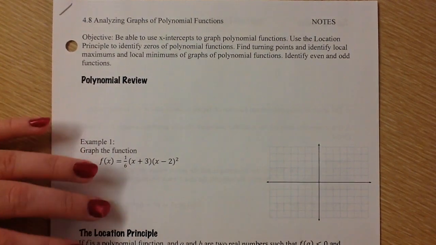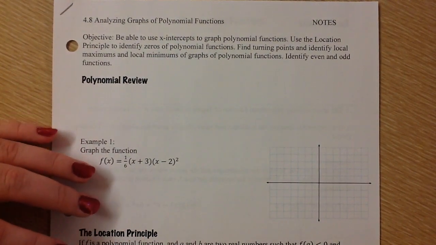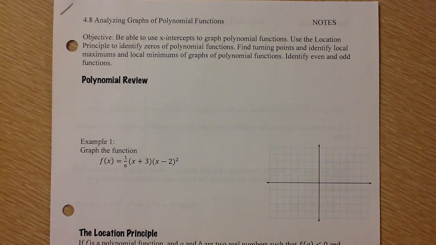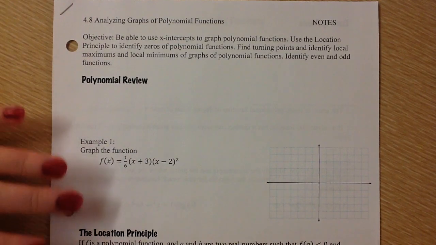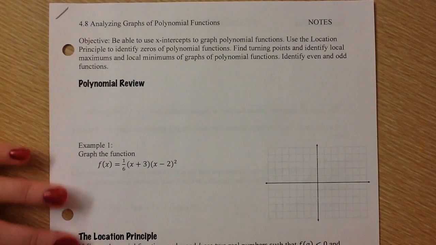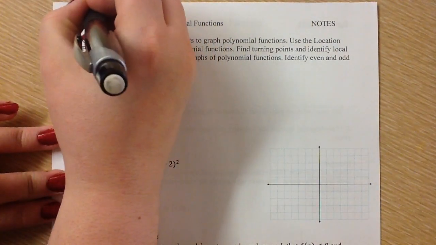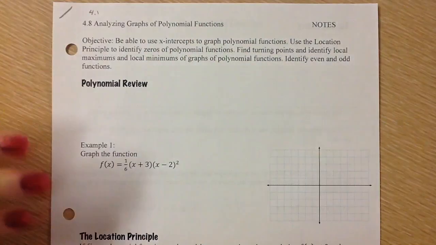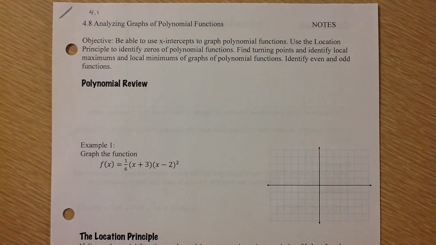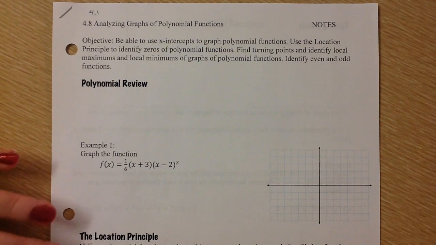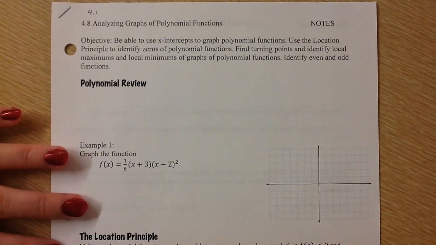Okay, section 4.8, analyzing graphs of polynomial functions. This actually ties this chapter back to our very first section, section 4.1. In section 4.1, we were looking at the graphs of polynomial functions, but we were basically just graphing them by plotting points, looking at our calculator, and so forth. In this section, we're going to expand what we're looking at in the graph.